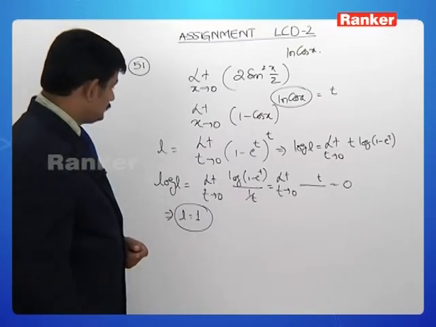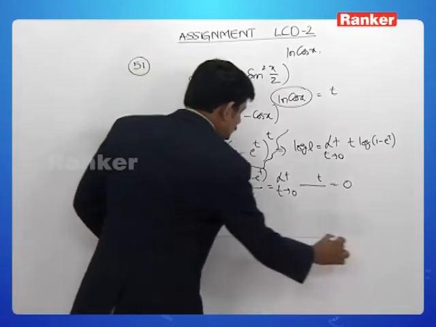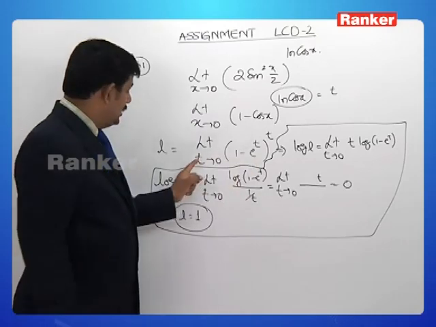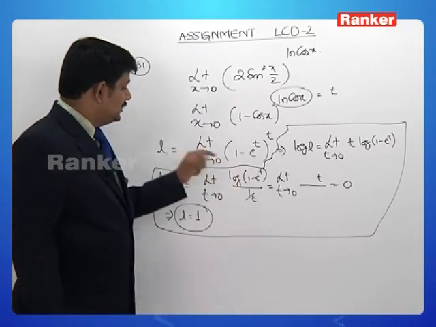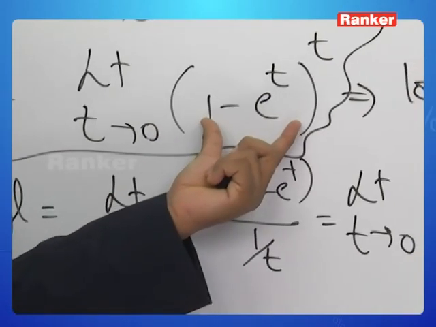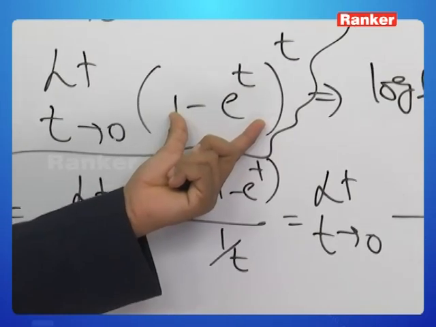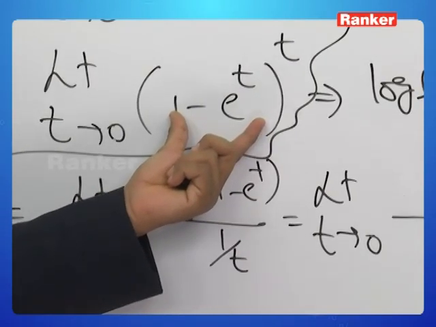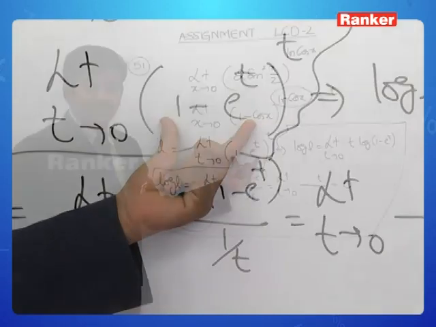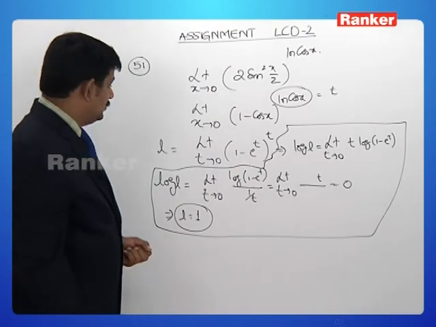Now, instead of doing all this, we could as well come to a conclusion here. We know as t tends to 0, e power t minus 1 is equivalent to t. So, this quantity can be replaced by minus t.